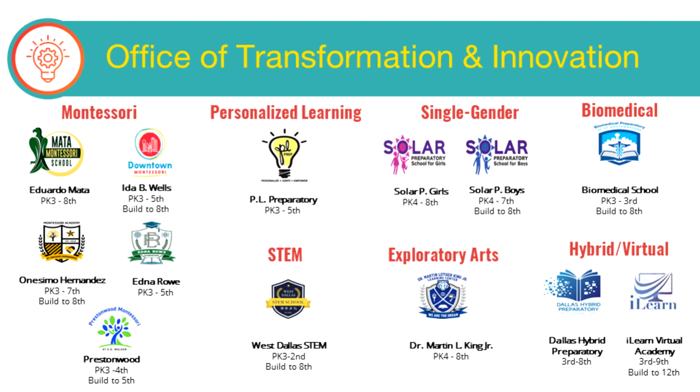And then some of our newer campuses are Dallas Hybrid Prep, as well as iLearn Academy. And these are opportunities for students who prefer learning remotely. iLearn Academy is completely remote, whereas Hybrid Prep, you have the opportunity to engage in learning at home 3 days a week, but also on campus 2 days a week. Next slide, please.